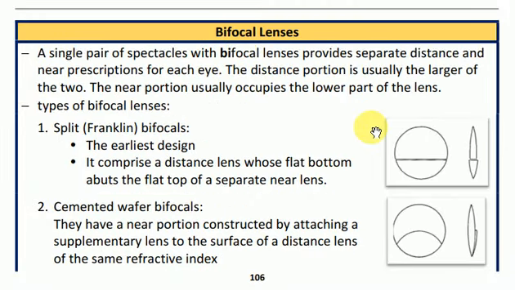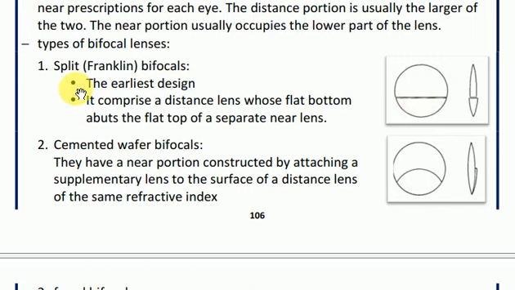Bifocal lenses. It is a single pair of spectacles, and there are bifocal lenses. It provides separate prescriptions for distance and near. The distance portion is the larger and the near portion is the smaller portion. It has different types. The first type is split or Franklin bifocals. It is the earliest design. These are a distance lens with a flat bottom, and a near lens with a flat top. Both are together.